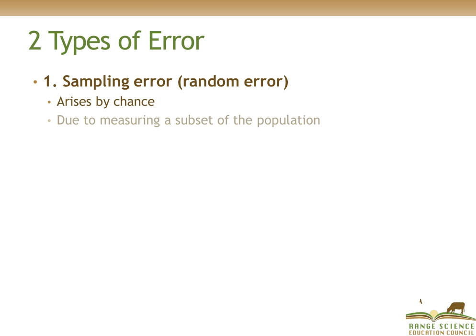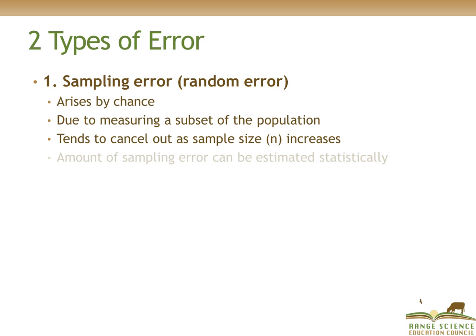Sampling error, which is also called random error, arises strictly due to chance. This is due to measuring a subset of the population, which individuals go into your sample, and so it's simply due to chance. This kind of error tends to cancel out as the sample size increases, and we can estimate and report the amount of sampling error. It can be estimated statistically. Sampling error or random error affects the precision of our estimate.